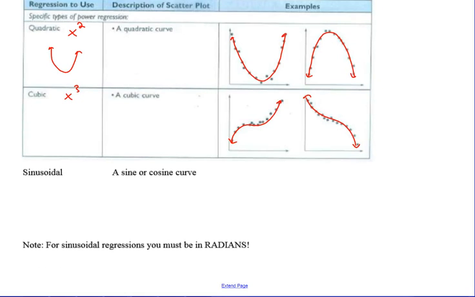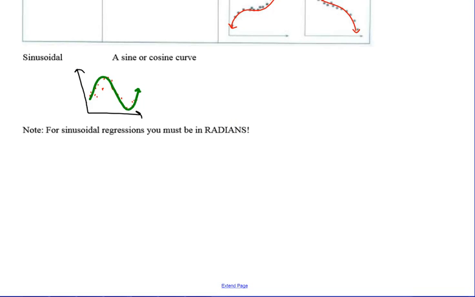Lastly, we do have a sinusoidal curve, which is what we've been working on. A sinusoidal curve can be a sine or cosine curve, and it would model a typical sine or cosine curve on a scatter plot. So it would tend to have a hill and a valley, or it might just have one big hill or one big valley, depending on what function we're looking at. Now, if we are going to do a sinusoidal regression to get the equation of the sinusoidal function, you must be in radians. Remember, when we're working in trig and doing trig functions in the calculator, it has to be graphed in radians.